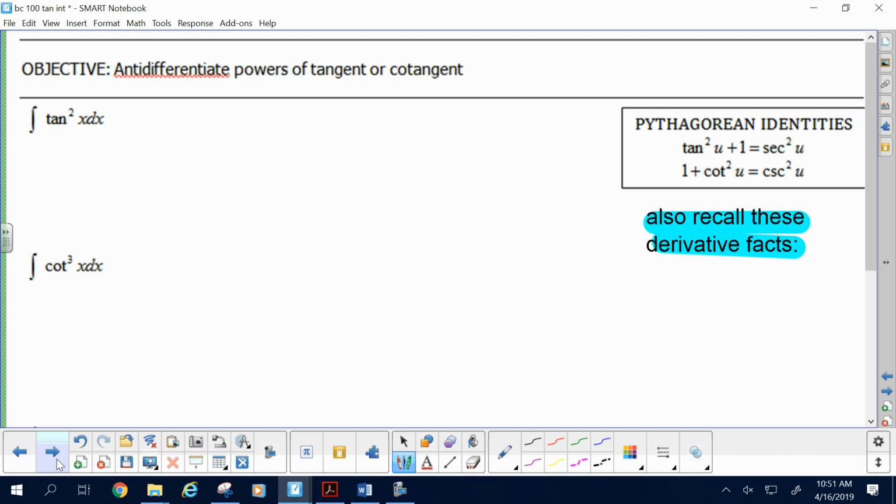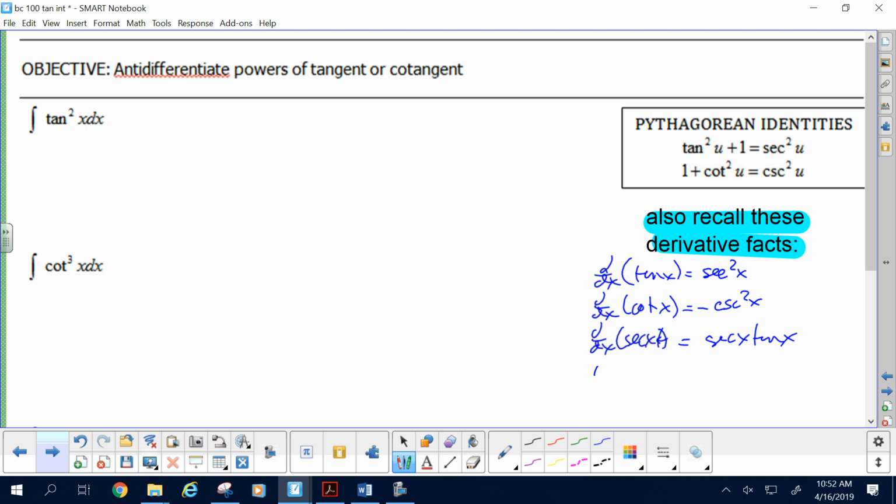You might also need to remember your derivative facts. What's the derivative of tangent? Secant squared. What's the derivative of cotangent? Negative cosecant squared. What's the derivative of secant? Secant tangent. And what's the derivative of cosecant? Negative cosecant cotangent. Yeah? Okay, now let's look to use those to work our way out.